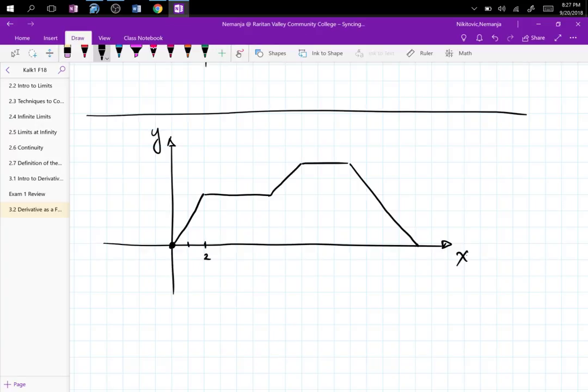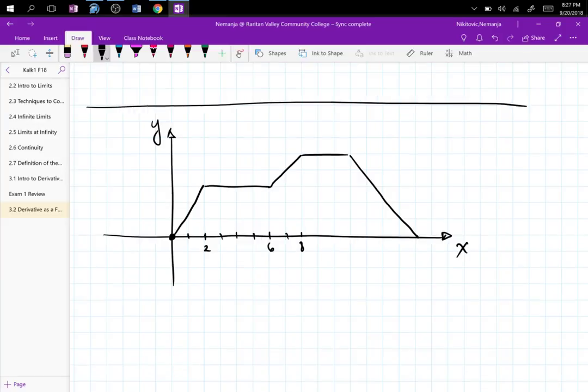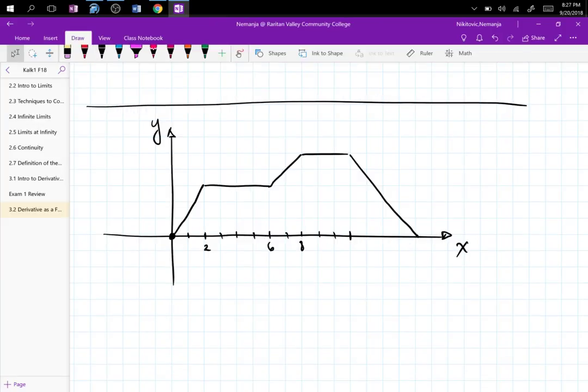So we have 2, 3, 4, 5, 6, 7, 8, 10, 11, 12, 13, 14, 15. Okay, good. This is just an arbitrary function. What could this be? Maybe driving, let's say. So you have 15 minutes, time axis here, and then the distance covered or something. It could be anything. This graph could be for anything.